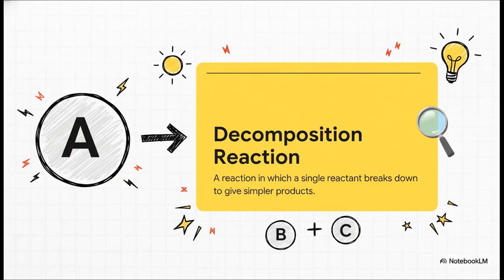All right, next up we have the exact opposite of combination. This is a decomposition reaction. Here we start with one single reactant, and it breaks down into two or more simpler products. So the pattern is A breaks down to form B plus C. And usually these reactions need some form of energy to make them happen.